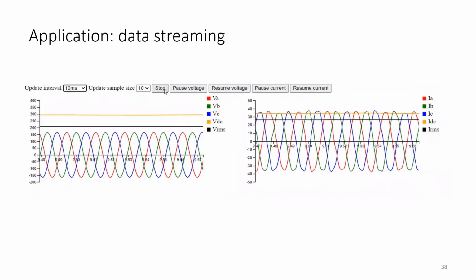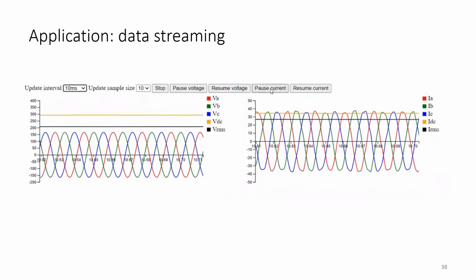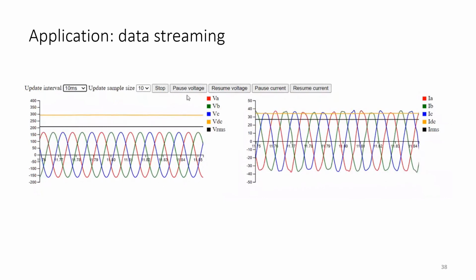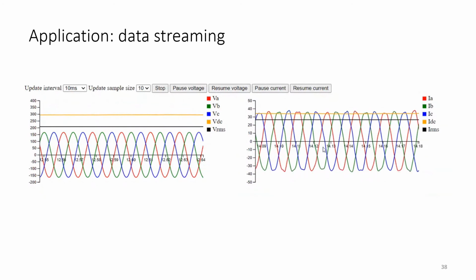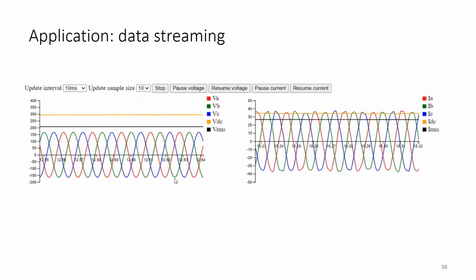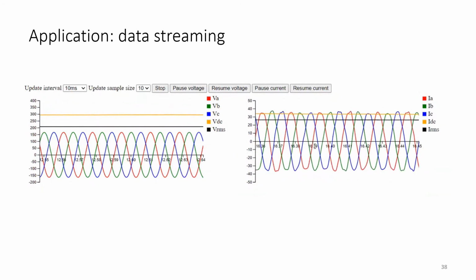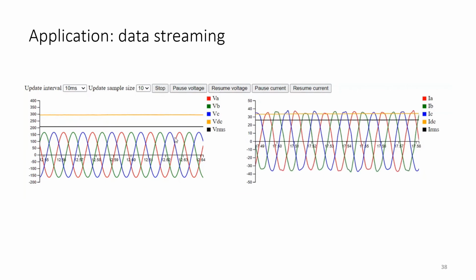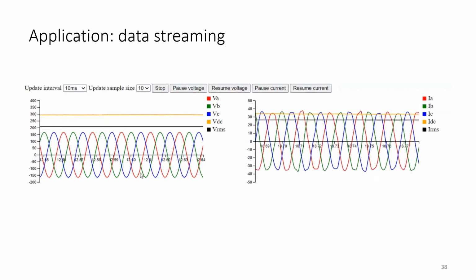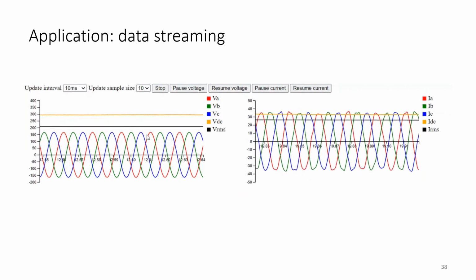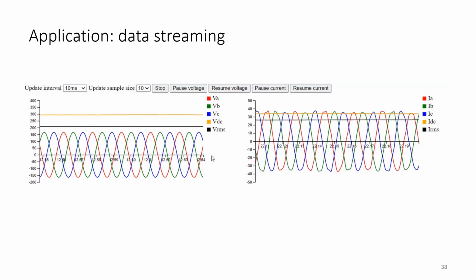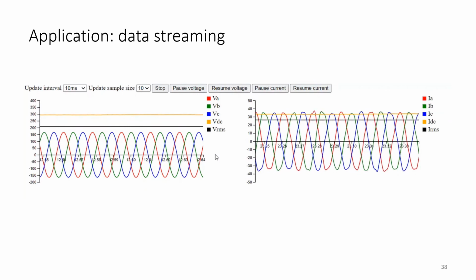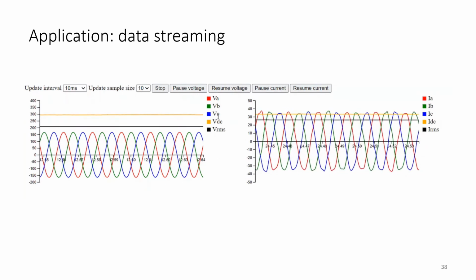So we have these controls that allow us to pause and resume different charts. For instance, here I can pause the voltage chart, and notice that the current chart keeps running. So they're implemented by different threads. If I pause the voltage chart, I simply pause the voltage thread while the current thread keeps running. And also the thread that retrieves the data from the data server keeps running.